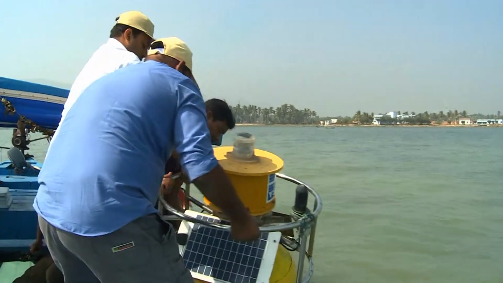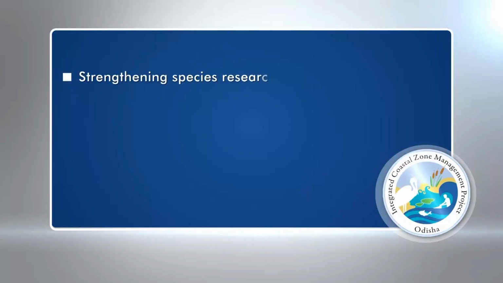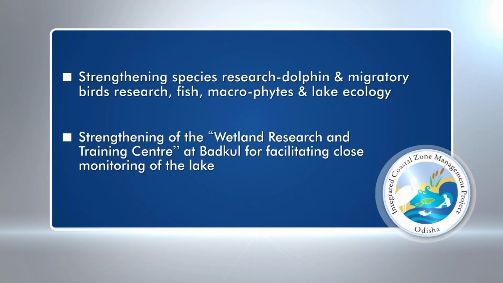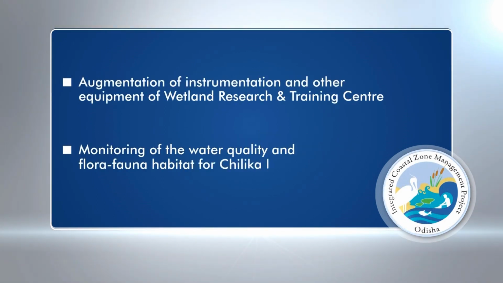Under the ICZMP, the activities taken up by the CDA are strengthening species research, dolphin and migratory birds research, fish, macrophytes and lake ecology; strengthening of the Wetland Research and Training Center at Barkul for facilitating close monitoring of the lake; augmentation of instrumentation and other equipment of the Wetland Research and Training Center; and monitoring of water quality and flora-fauna habitat for Chilika Lake.